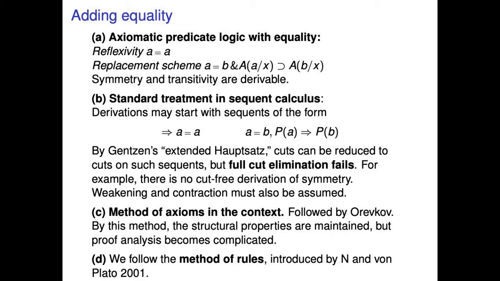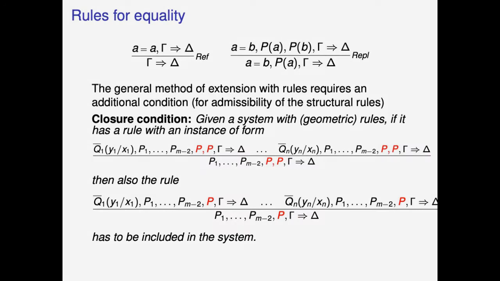Then there is the method of axioms in the context, and this is a method followed by Lebkov. Structural properties are maintained, but proof analysis becomes complicated because you may have arbitrary instantiations of the axioms. And then finally, the method of rules. The rules for equality are the rules of reflexivity and replacement, which are formulated as left rules.